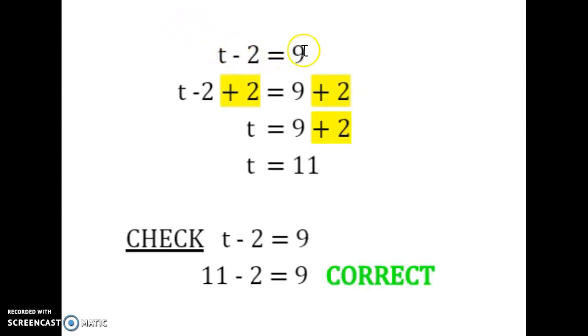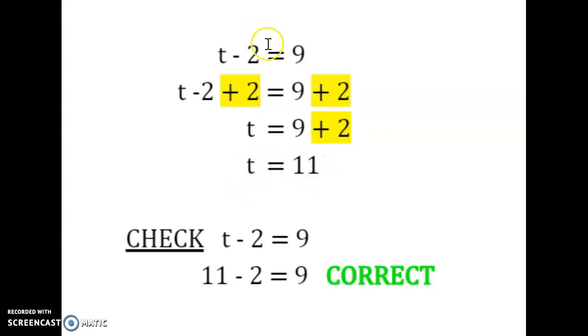T minus 2 equals 9 is our first problem. We noticed that this was a subtraction problem, so we had to add 2 to both sides of the equation. Remember, our first rule states that what you do to one side of the equation, you have to do to the other. So we added 2 so that when we had minus 2 plus 2 gave us 0, that left the t by itself. We then looked at the 9 plus 2 and got 11. So our final answer was t equals 11.